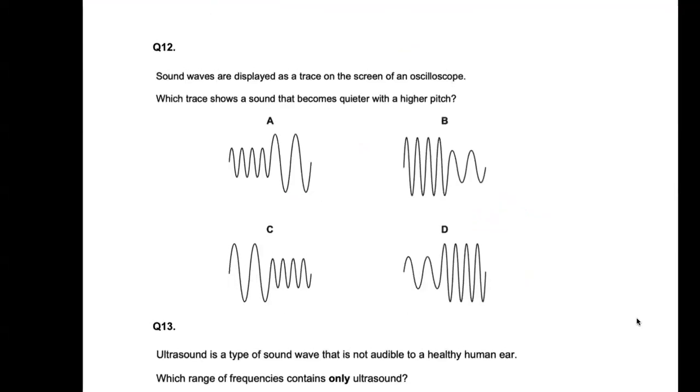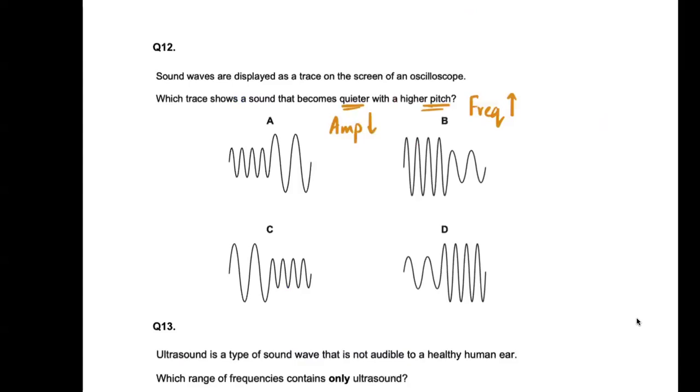Sound waves are displayed as a trace on the screen of an oscilloscope. Which trace shows the sound that becomes quieter with a higher pitch? Quieter means amplitude goes down. Higher pitch means frequency goes up.